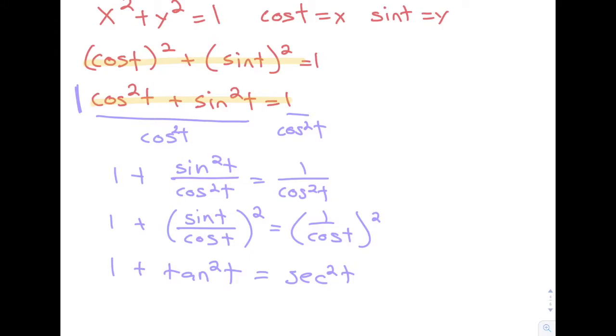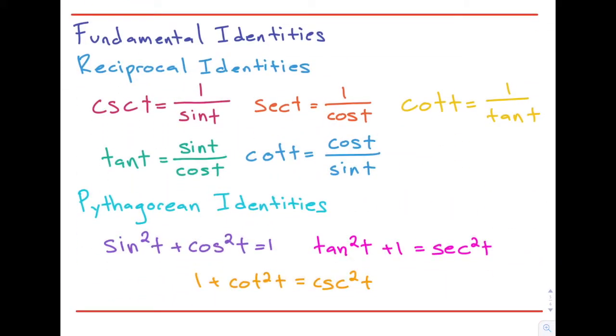Instead, I will consolidate all of this information as the fundamental identities of the trigonometric functions. We have our reciprocal identities. Cosecant of t equals 1 over sine t. Secant of t equals 1 over cosine t. Cotangent t equals 1 over tangent t. That was one that I did not mention, but you can derive that pretty quickly. Tangent t equals sine t over cosine t. And cotangent t equals cosine t over sine t.